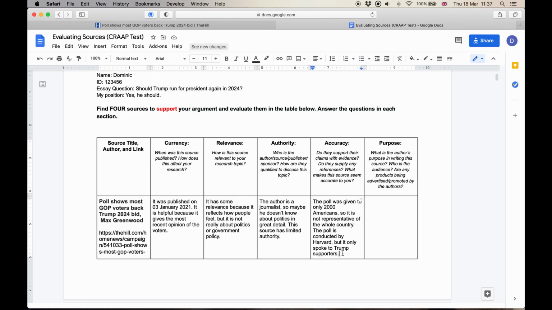Again, your job is to write the problems, if there are problems. Don't throw out the source. There is no good or bad source yet. You have to do the test first.